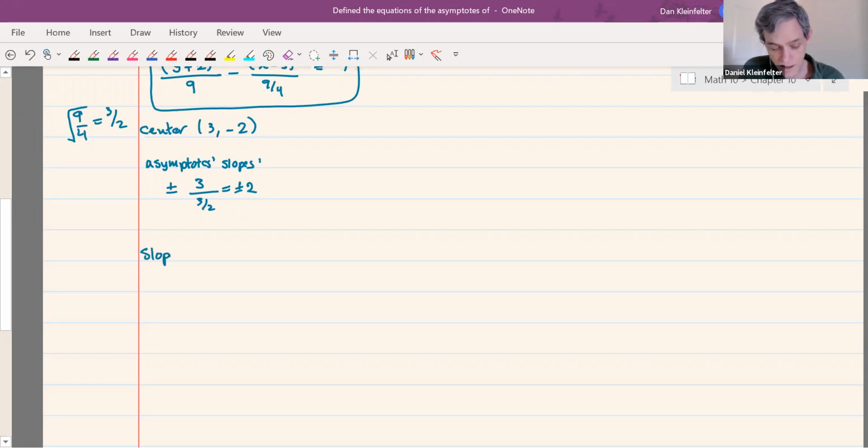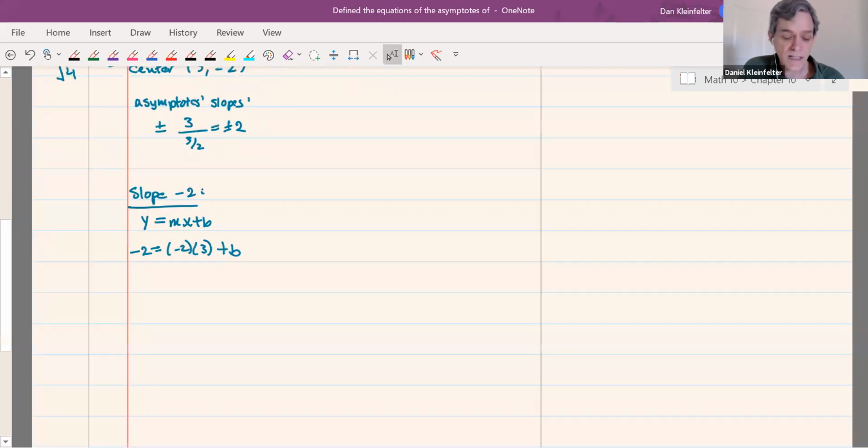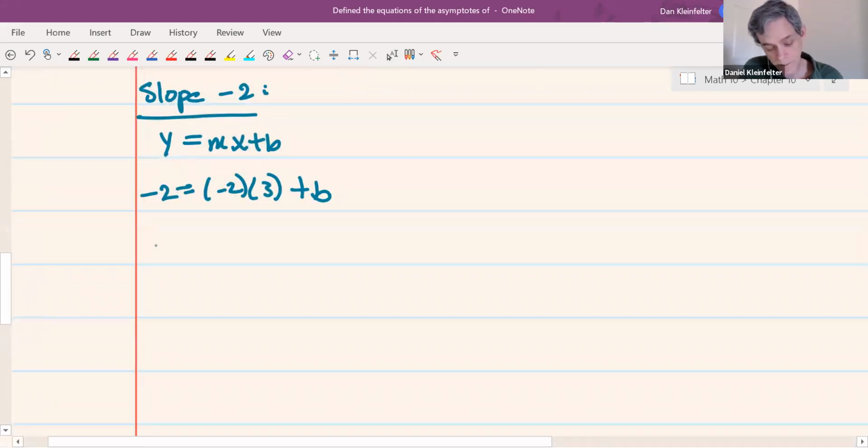So let's do the slope -2 first. So y equals mx plus b. Our y is -2. Our slope this time is -2. Our x is 3. We're using this to solve for b. So our b will be 4 for the first one.